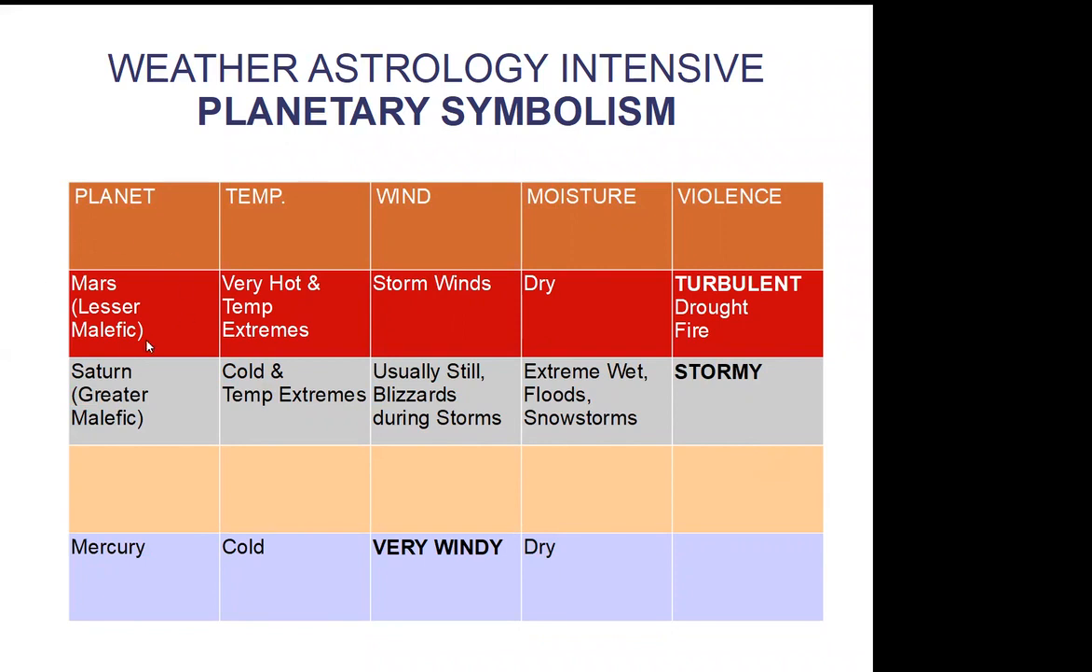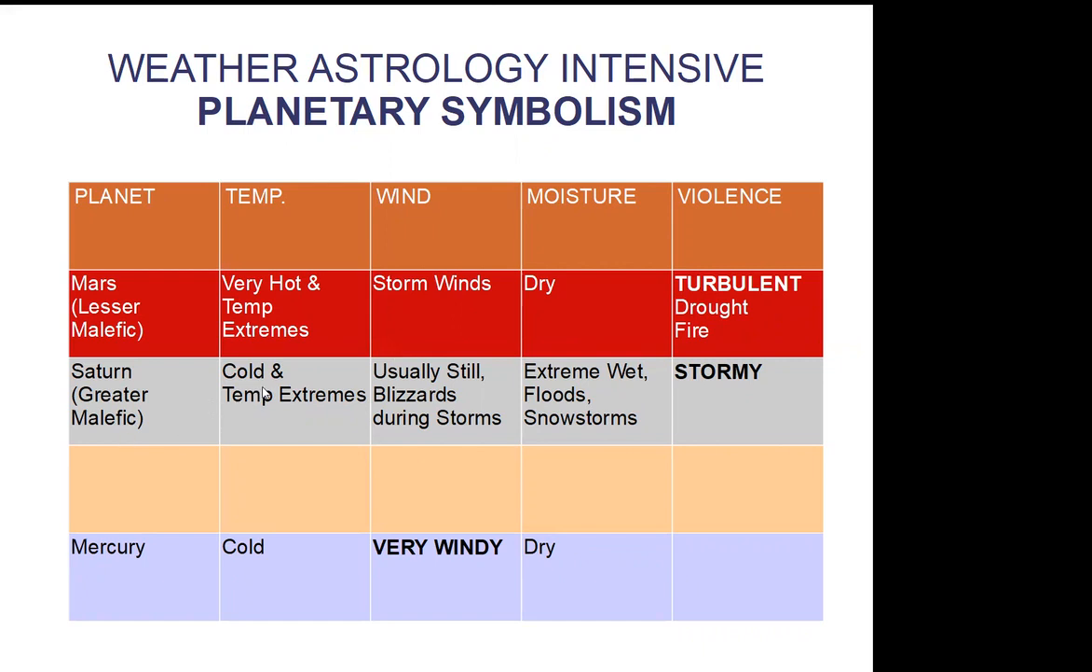Right, onto our malefics. Mars is our lesser malefic. It brings very hot and extreme temperatures. It brings storm winds. It's dry in terms of rain, and it is a violent planet. Its adjective is turbulent. It's also the signature planet for droughts and fires.